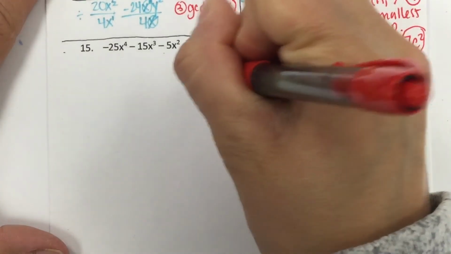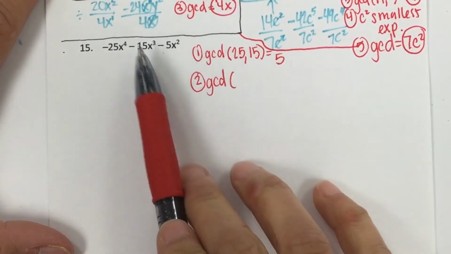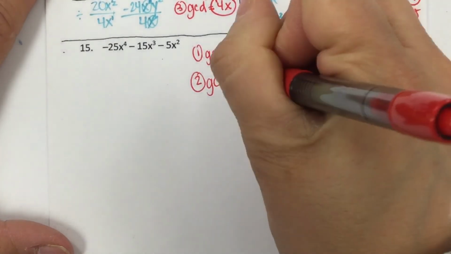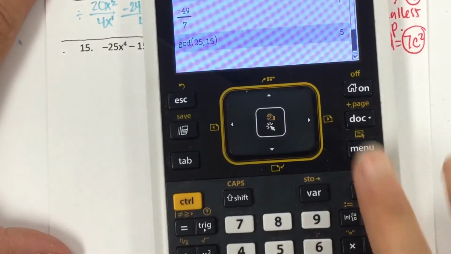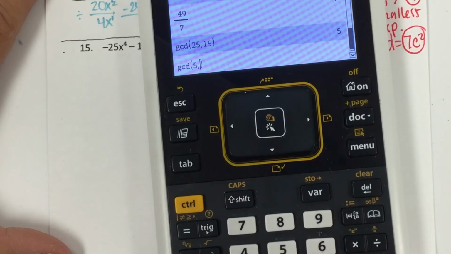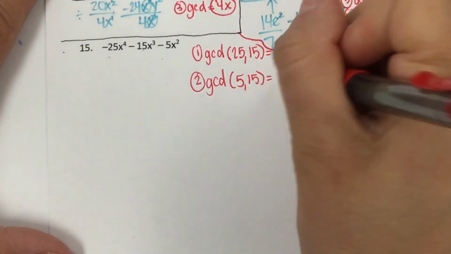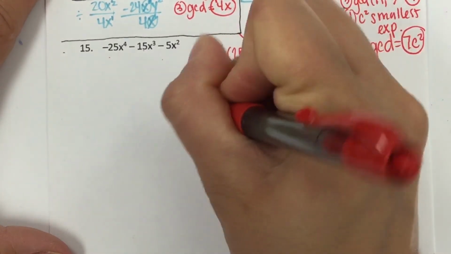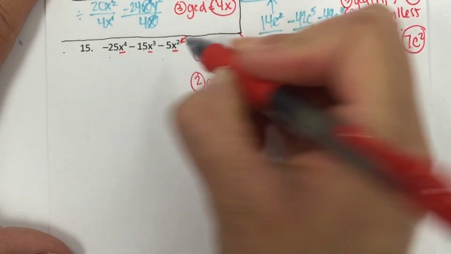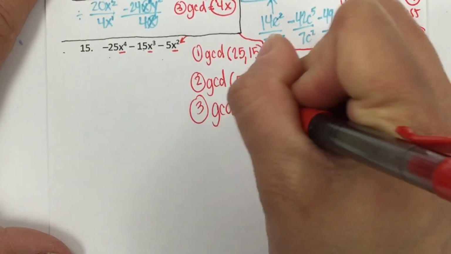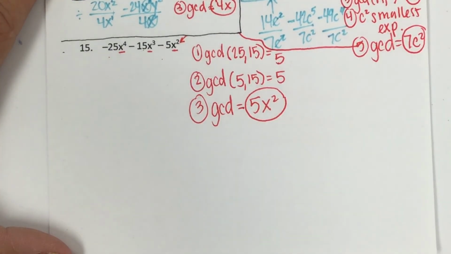Now you're going to find the GCD of 5 and 15. So menu to 5, 5, comma, 15. And you get 5. So 5 goes into each individual term. So you find the GCD of everything. Which one has a smaller exponent? It's x squared. So GCD is 5x squared all together, and this goes on the outside of the parentheses.